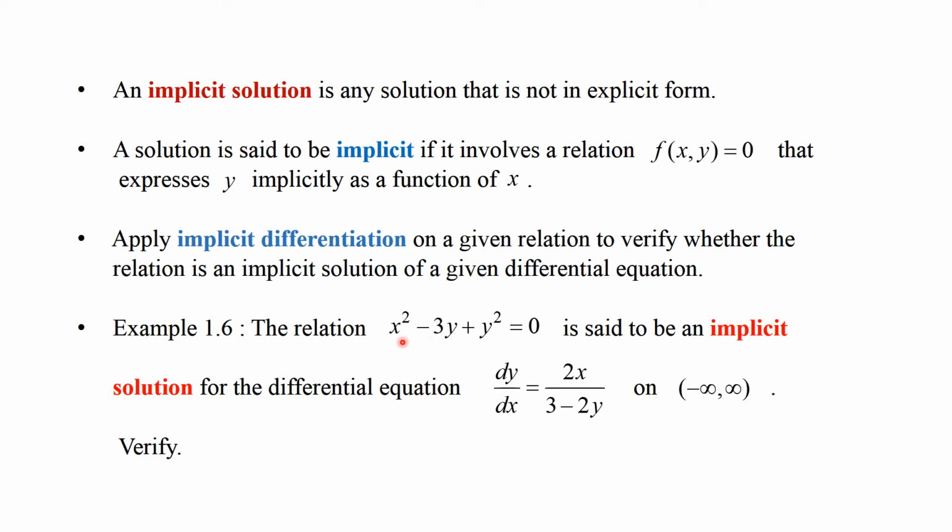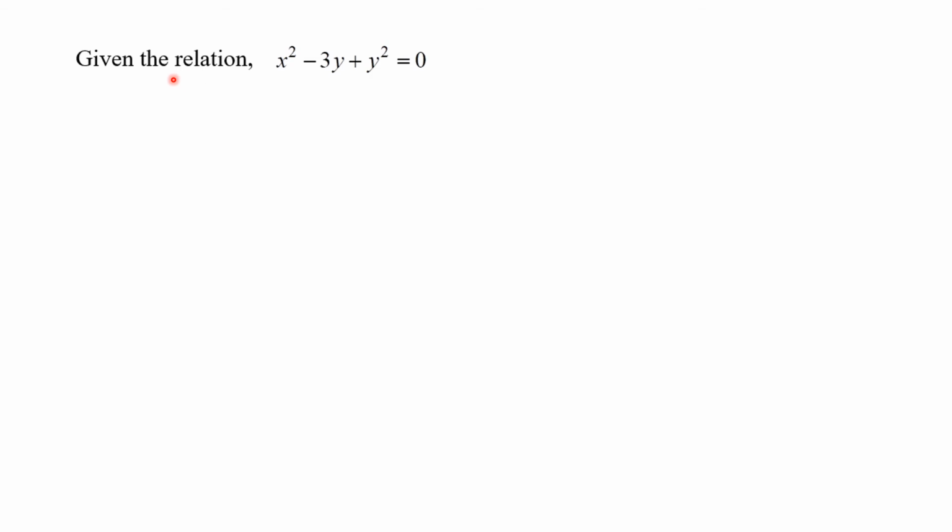And notice that this expression cannot be written in the form of y equals f of x. Y cannot be expressed explicitly in terms of x, and therefore this relation is said to be an implicit solution. Okay, so now let us verify that this relation is an implicit solution. Let us proceed by verifying that this relation x squared minus 3y plus y squared equals 0 is an implicit solution of the given differential equation.